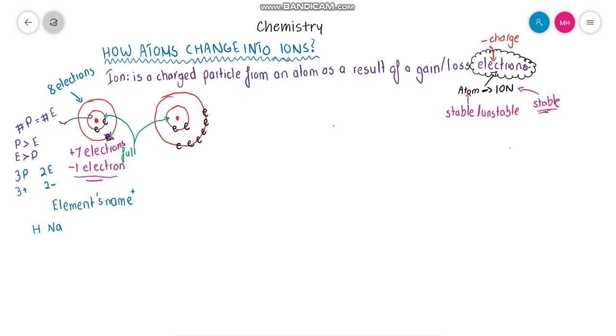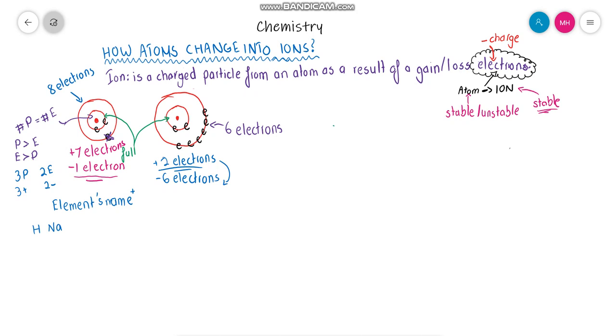Let's see this one over here. Again, the first shell is full, and it's the outer shell that's unstable. This one has 6 electrons, and the second shell can take 8. In order to have a stable outer shell, it can gain 2 electrons or lose its 6 electrons, which are here. We said it goes for the easier choice, so it gains 2 electrons.